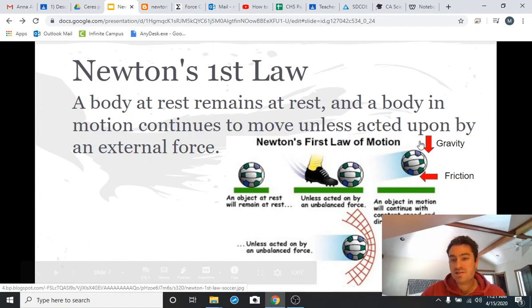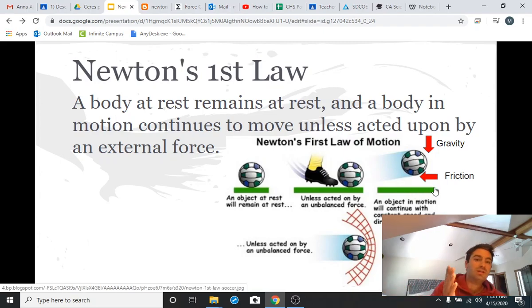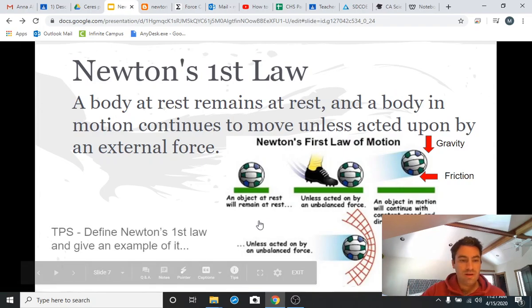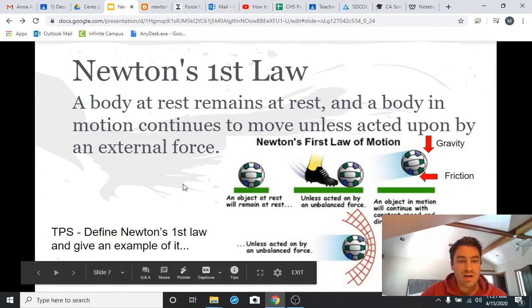And there are other things acting on it. The gravity of our planet is pulling it downward. Friction, once it hits the grass again, will slow it down or stop the ball. And a net is also going to be an unbalanced force, an external force that's going to act upon it and stop it. Think about what is Newton's first law. This is it. And think of a different example that you could use.